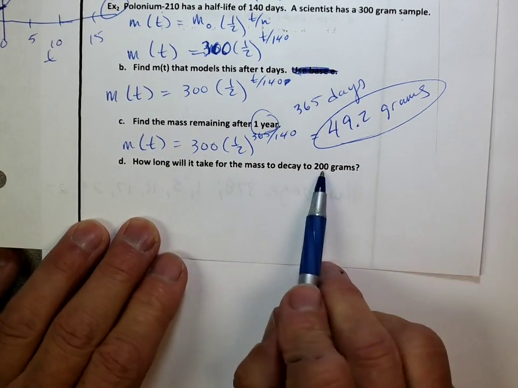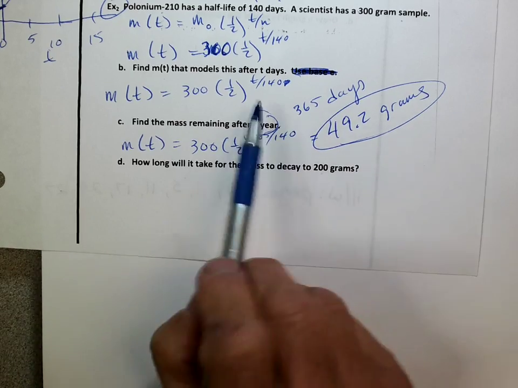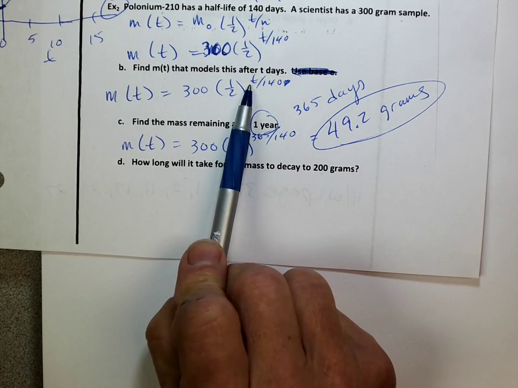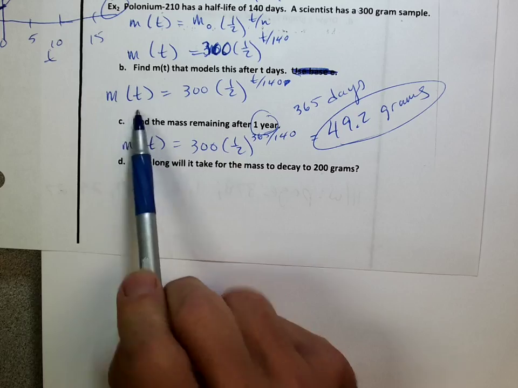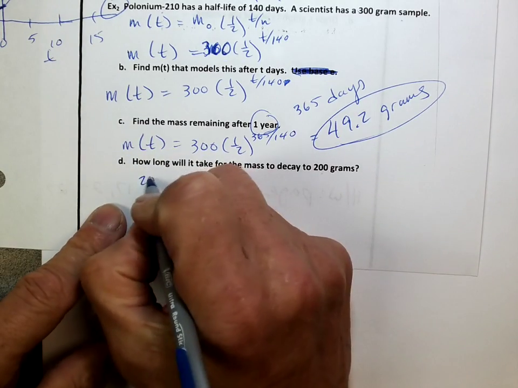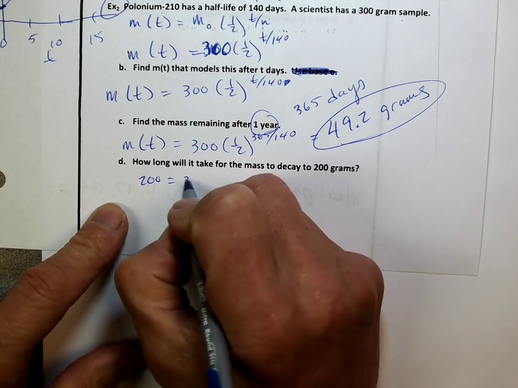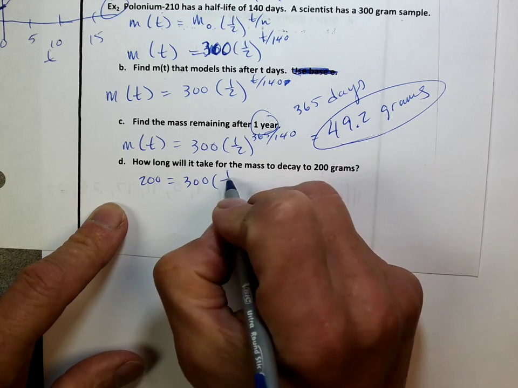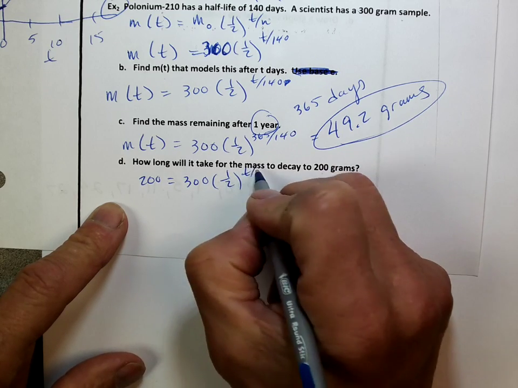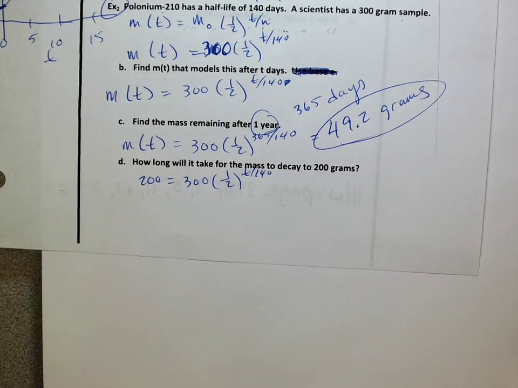So now, we want to know the time. We want to find the time T for it to decay to 200. So we set it equal to 200. Now we're going to go 300 times 1/2 to the T over 140, and we're going to have to solve for T.